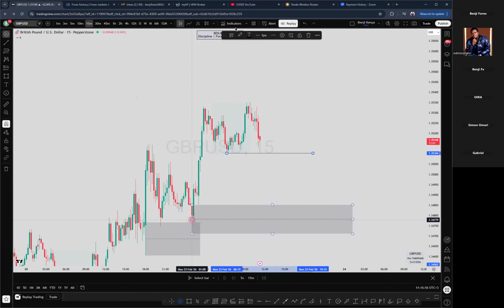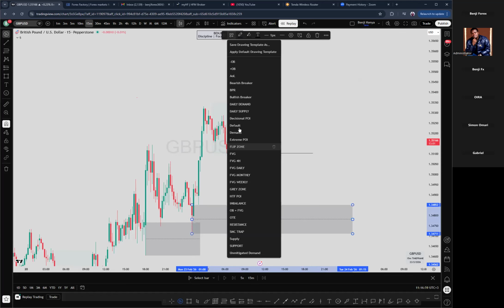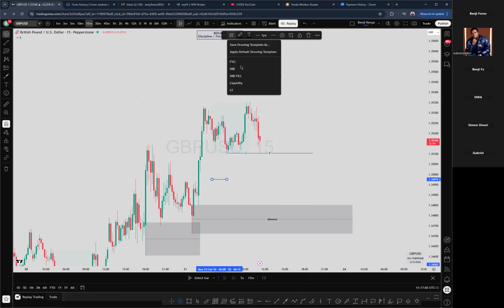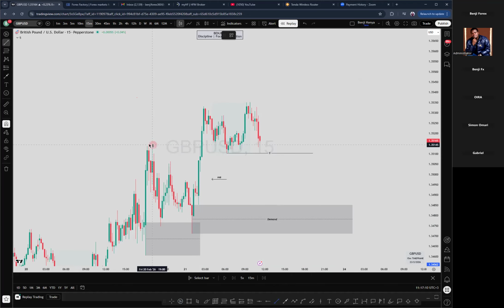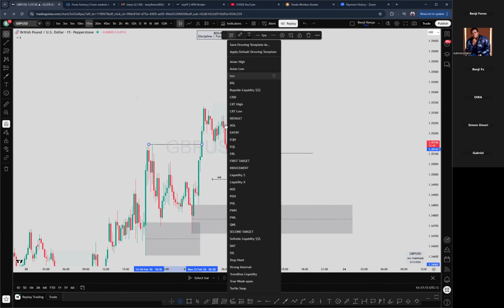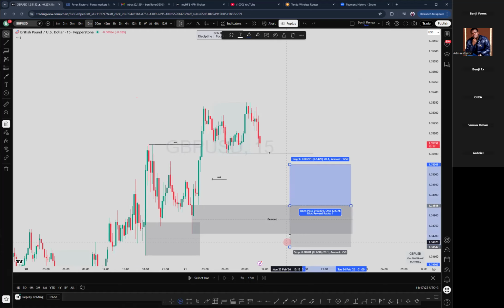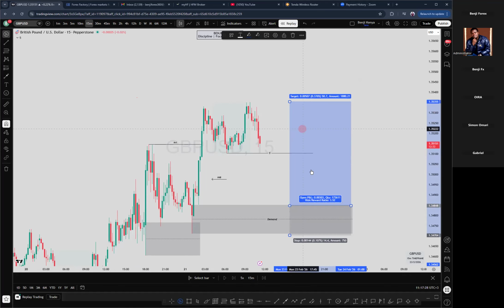This is going to be our area of demand. A fresh area of demand with an imbalance, which is quite good. It also has a good break of structure from this particular high that was left out. You can see we had a valid break of structure. We're now expecting the market to pull back to this area of demand, then we'll have a good buy from this area. Stop loss just below that zone, and then we target this high.